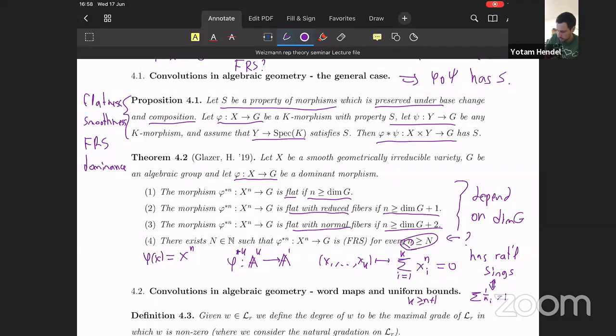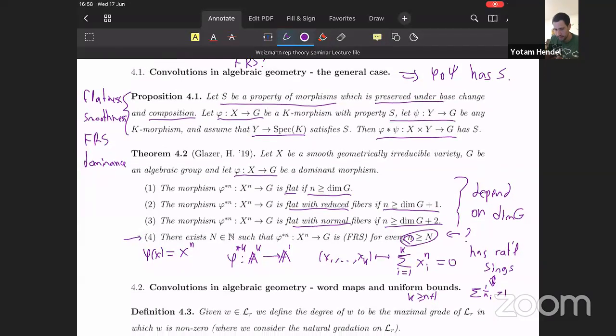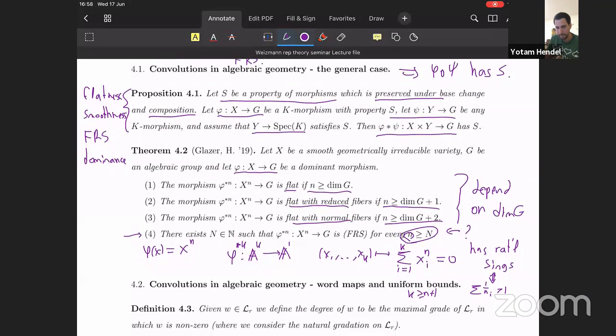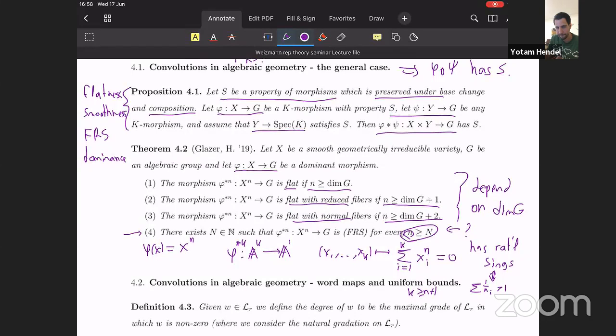And also, this is the hard part. Items 1, 2, and 3 are much less hard. Any questions so far? Okay.